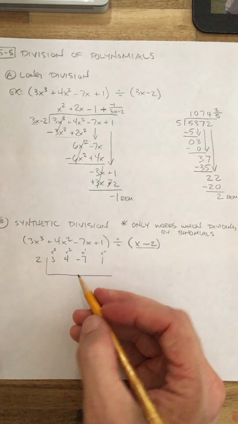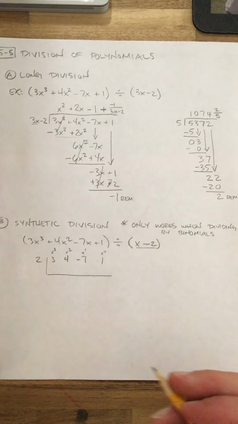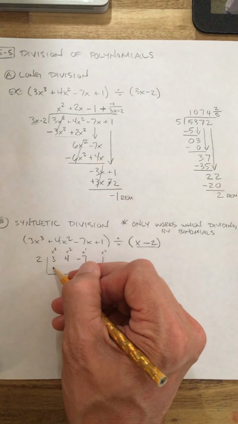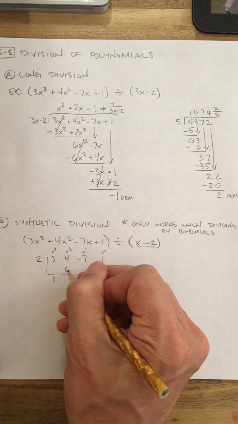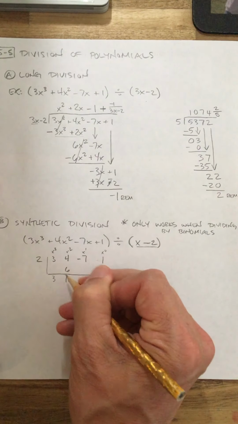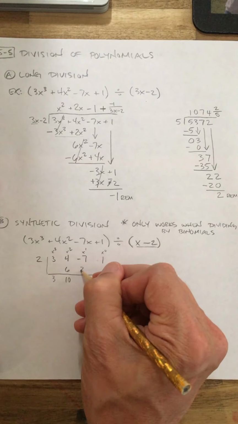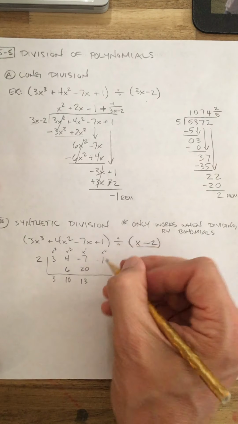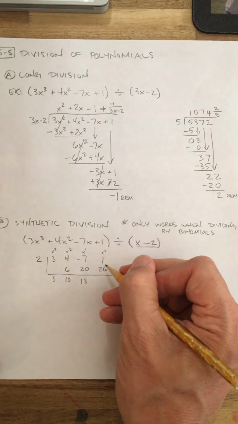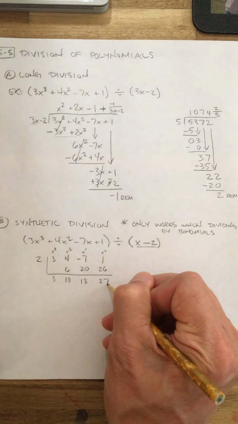Once we run it through this machine, it's going to drop everything down by a power. Okay, so I'll show you. Ready? Bring the 3 down. Multiply, you get 6. Combine, you get 10. Multiply, you get 20. Combine, you get 13. Multiply, you get 26. And then combine, you get 27.